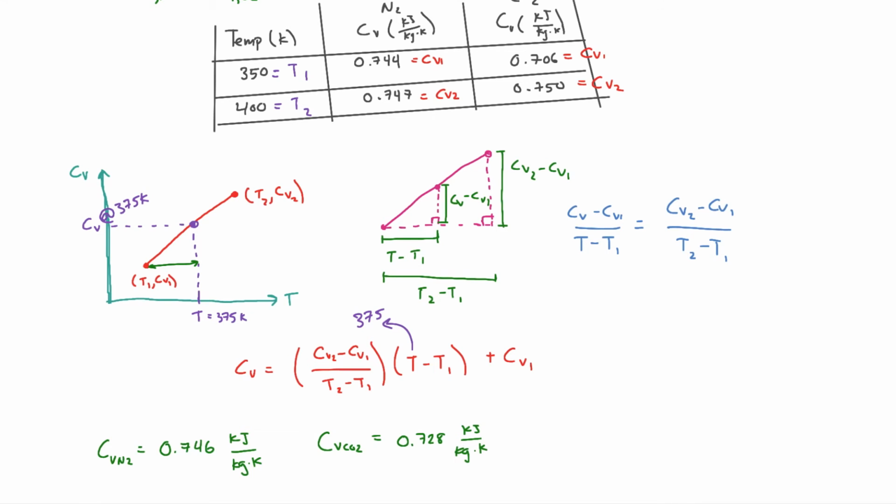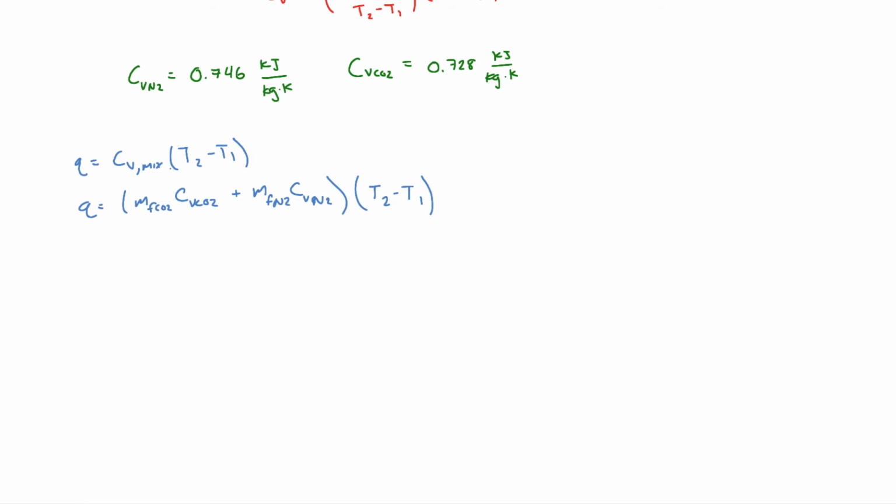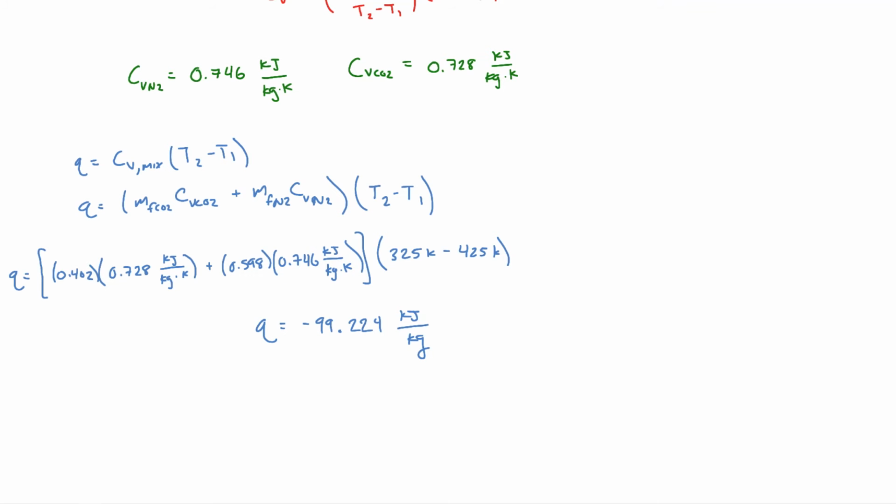We got our CV values, now we can find the CV of the mixture. So you plug in these values from the chart from the very beginning of this video, and then the CV values that we just found, and then the change in temperature, which is given in the problem. After plugging in all these values, what you get is negative 99.224 kilojoules per kilogram of the mixture.